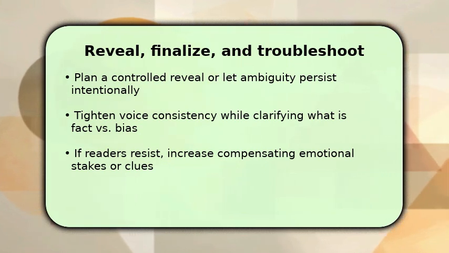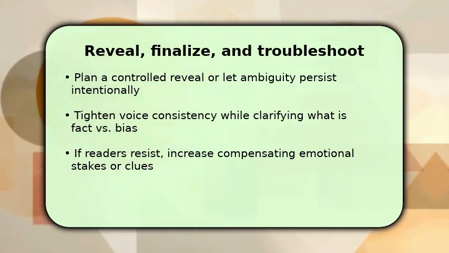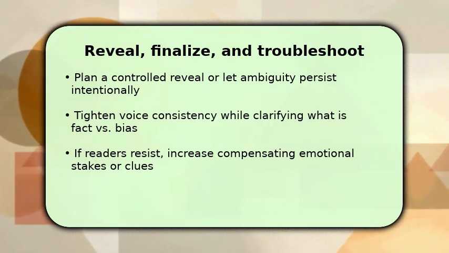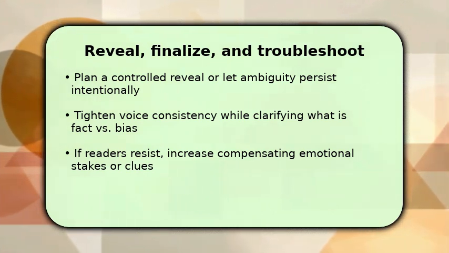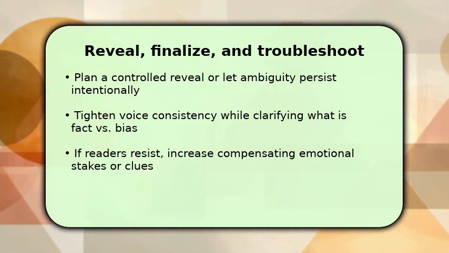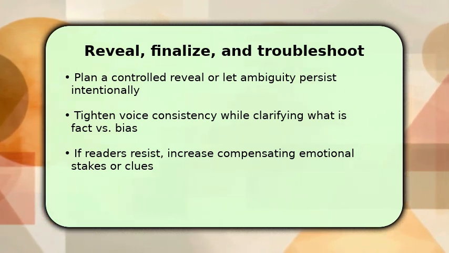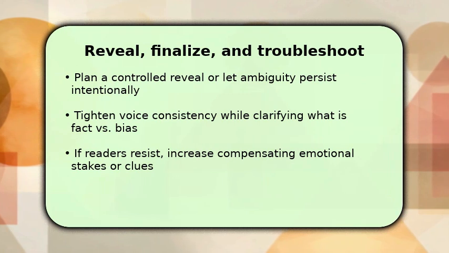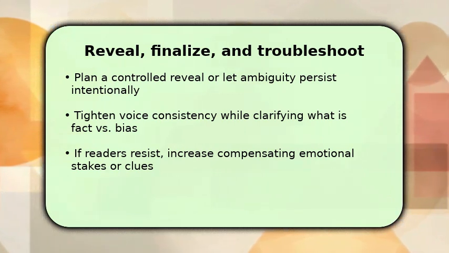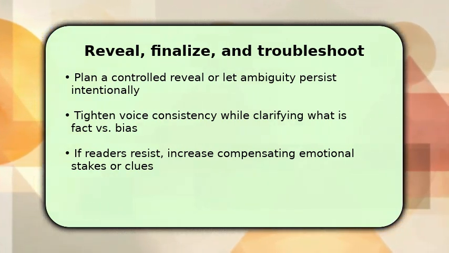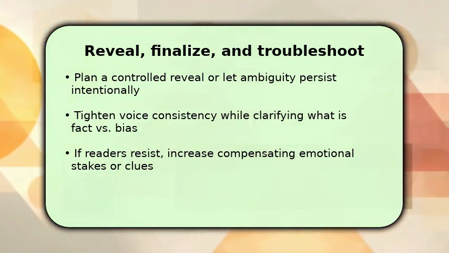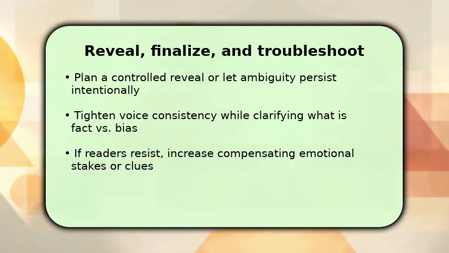Both choices have weight. Once done, tighten voice so patterns of omission and rationalization read clearly. You want readers to say, "I don't trust this narrator, but I see why." Make sure to plant or highlight one verifiable fact as anchor. If feedback says readers feel cheated, add foreshadowing or small corroborating clues earlier to make the twist earned rather than arbitrary.